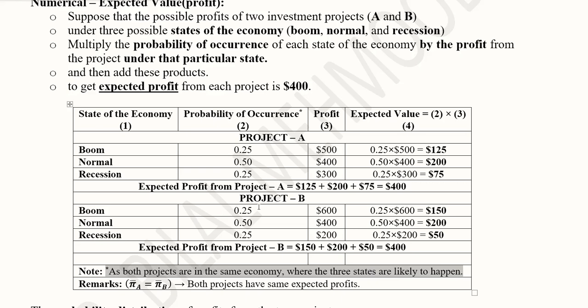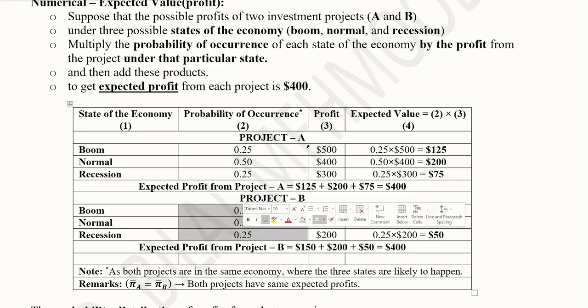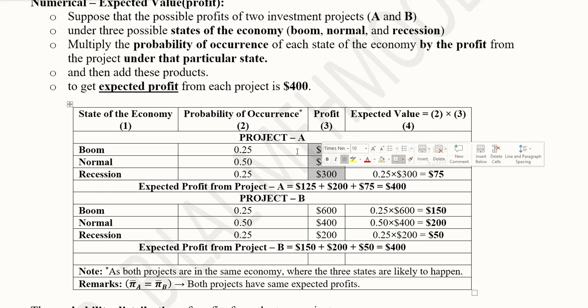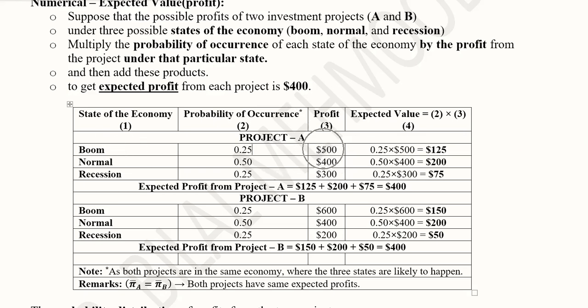Both of the projects will be under the same state of the economy, since it's a macroeconomic phenomenon, these three states. And the probabilities associated with these states are also given: 0.25, 0.5, 0.25, and again the same set of possibilities. And then we have various profits. If the economy is in boom, project A will earn us $500. If the economy is in a normal condition, project A will earn us $400. If the economy is in a recession, the project A will earn us $300. So you see, these are the three outcomes that are there with the project A. But we are going to multiply these profits with their probabilities, and you can see that it is happening here.